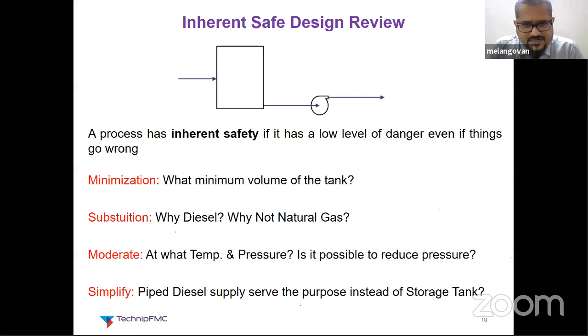So what is inherent safety? A process has inherent safety if it has a low level of danger, even if something goes wrong. This is the definition. There is one very good proverb: if you don't have anything in your pipeline, nothing is going to leak. That means if your residual risk itself is very low or negligible, then no harm is going to happen even if something leaks. This is the concept of inherent safety.